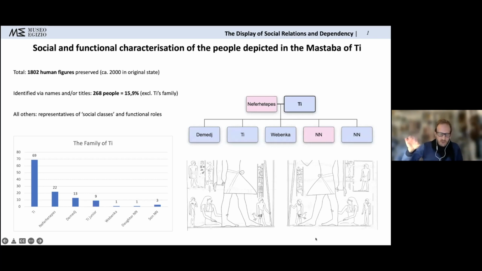T, the owner of the tomb, is always the main person in the iconography, and his wife, sons, and daughter only play secondary roles, and their representation is also always dependent on the presence of their husband or father. So also here, there's already a key social relationship iconographically constructed that centers around the concept of family.